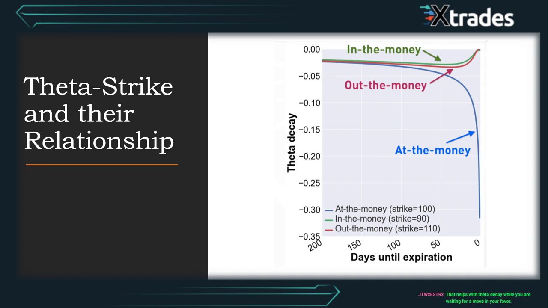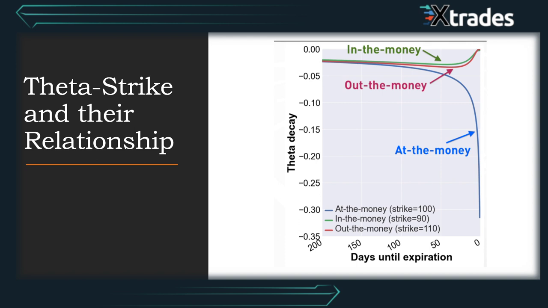So theta and strike and their relationship, right? This is taken from Tastyworks. It's an options brokerage that I like to use. And that aside, here it shows basically the theta decay, right? So we see that at the money, options actually lose value the quickest, right?